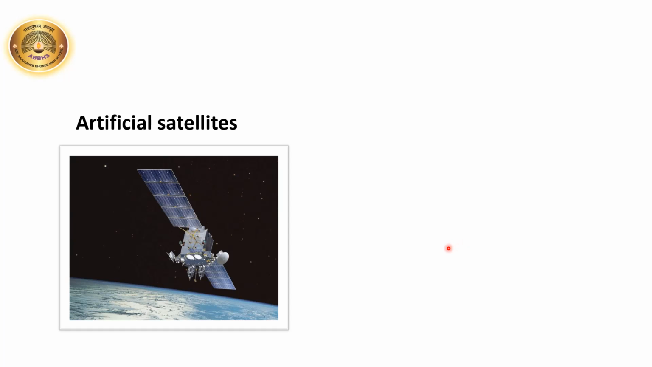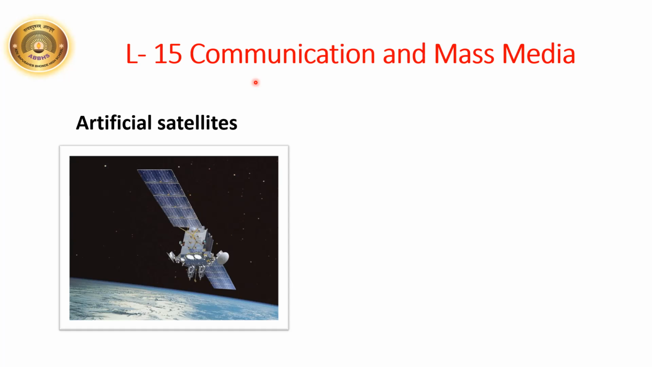During lockdown, we are not allowed to go anywhere physically. So everybody has used mobile phones or laptops to communicate with each other. In the first chapter, we have learned about artificial satellites. These are used in modern methods of communication. So students, today we are going to learn lesson number 15, communication and mass media.